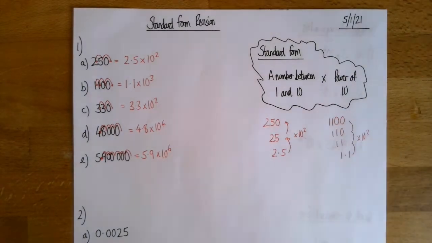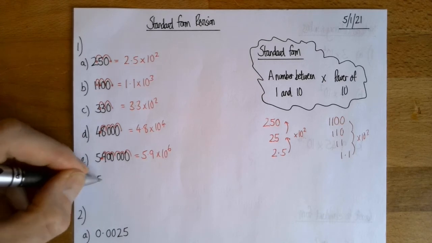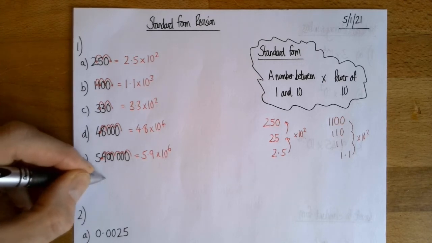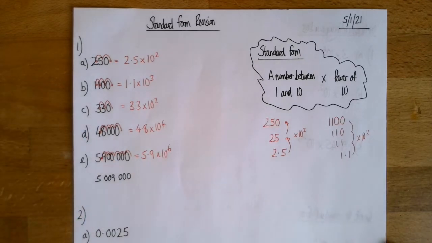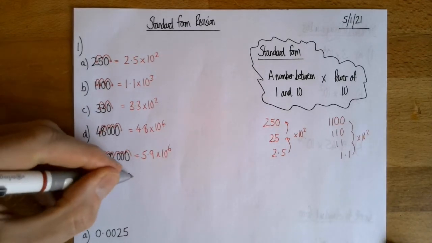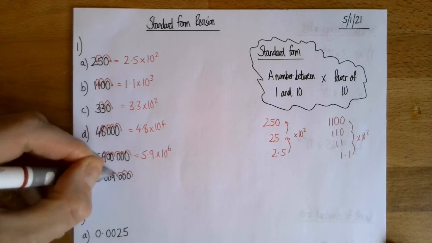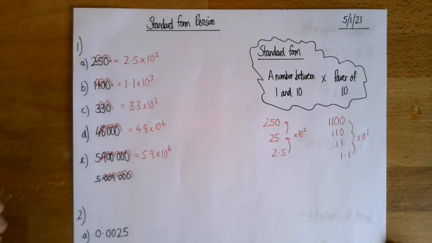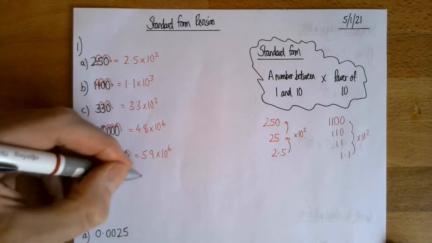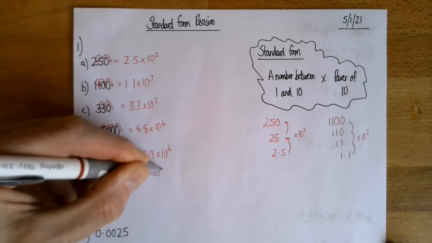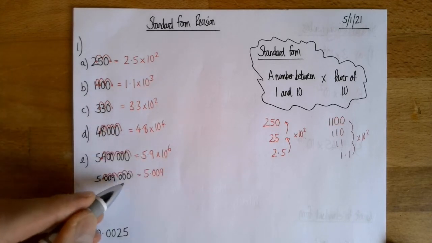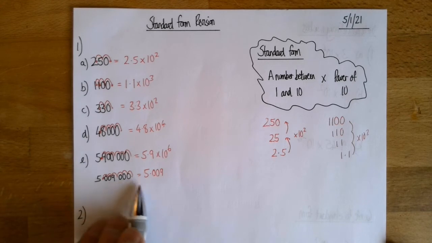Just going to add one more example, actually. It's not on the sheet. But if it had been 5,009,000, here's the decimal point. 1, 2, 3, 4, 5, 6. That's still 6 jumps to get a number between 1 and 10. And it's 5.009. Now, why did I just say 009, not 009,000? Well, those zeros at the end don't change the number, but I do need to put those 2 zeros in there.